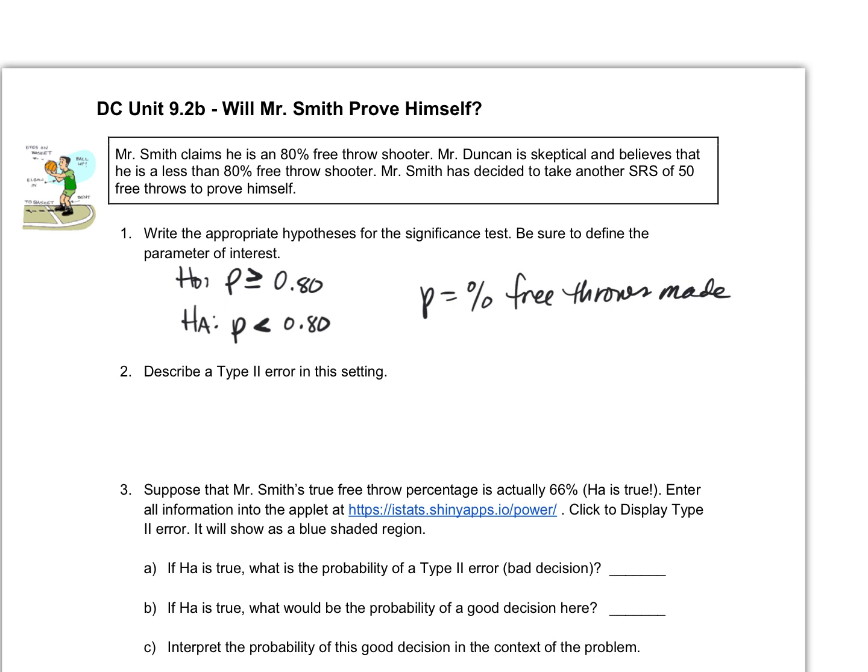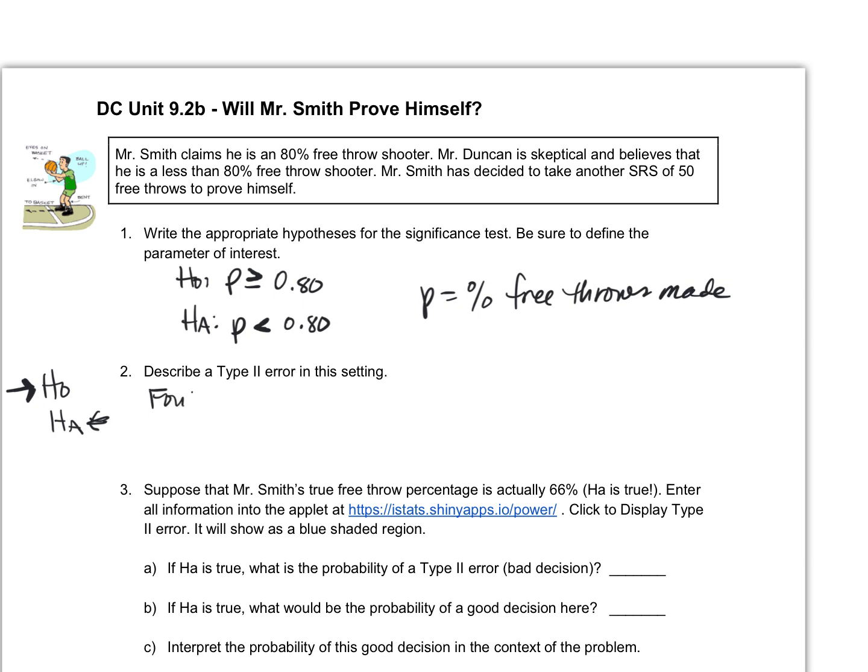All right. So a type 2. So let's think here. Here's the null and alternative. Type 2 means I failed to reject the null. That means I found evidence of the null, but it was the alternative that is true. So now just put it in words. It's exciting, I know.